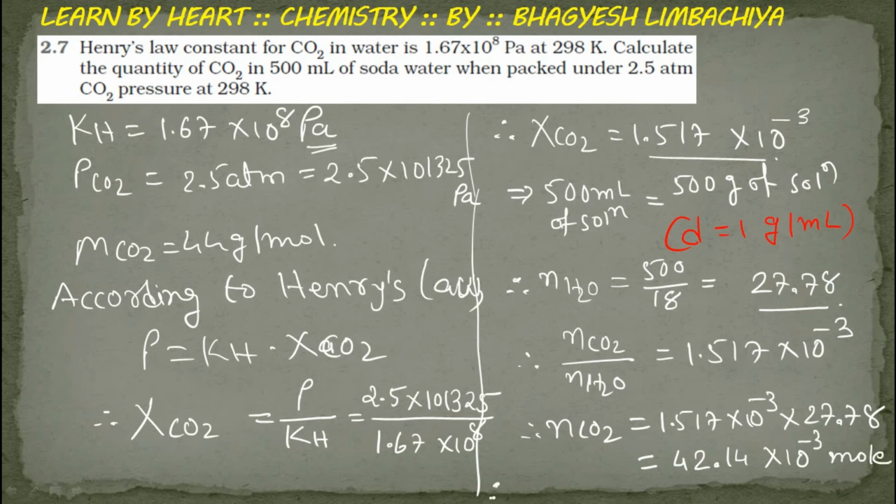So the mass will be mole into molecular mass. So 42.14 multiplied by 10 raised to minus 3, multiplied by 44, and the final answer is 1.854 gram. This is the final answer.